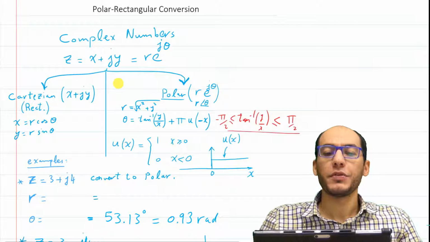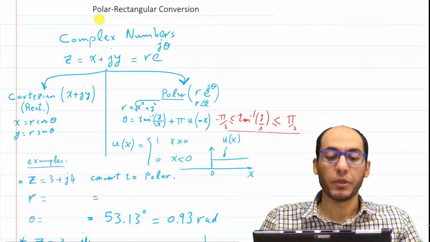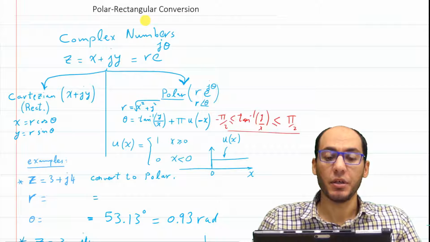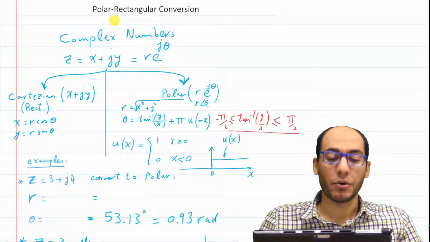Hello everyone, in this video we're going to be discussing how to convert from polar to rectangular and from rectangular to polar. By the way, rectangular here means Cartesian. Sometimes people call it rectangular, sometimes they call it Cartesian, so it doesn't really matter what you call it.